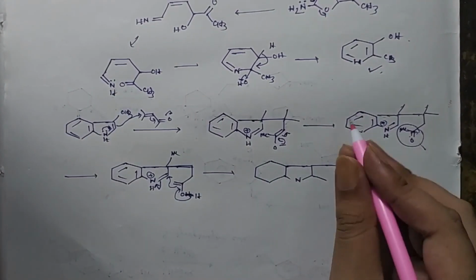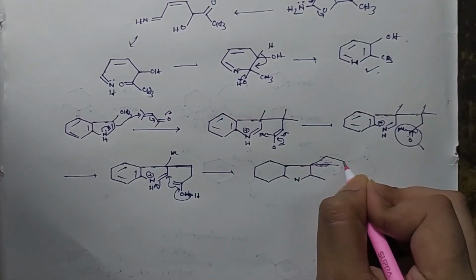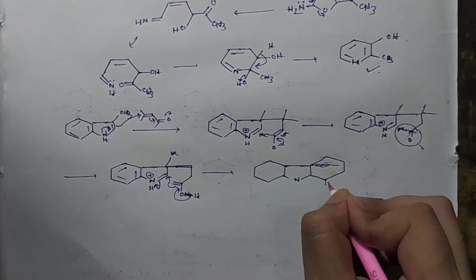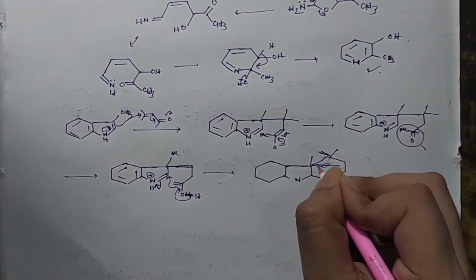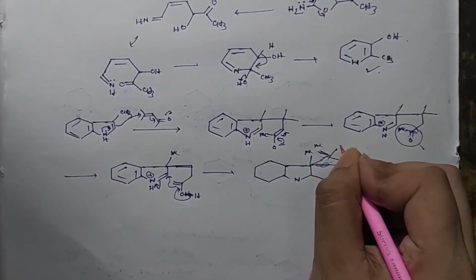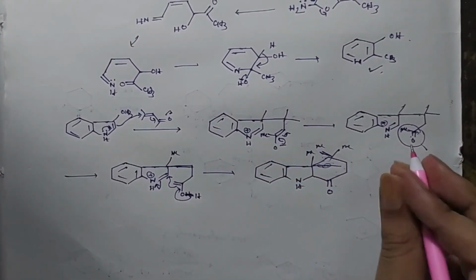Sorry, it will be a 6-membered ring with ketone, and there will be 2 methyl. Is again 1 methyl. This will be the product.